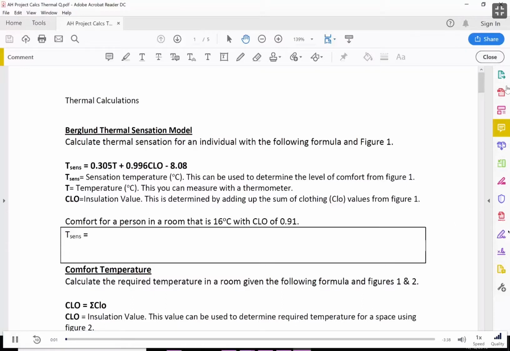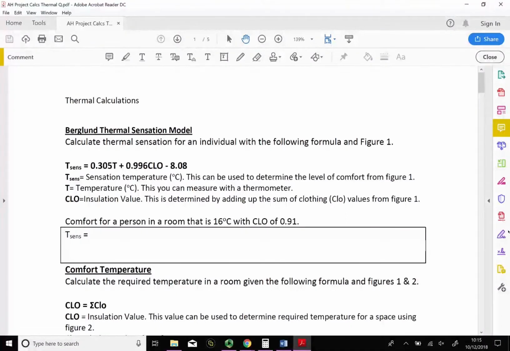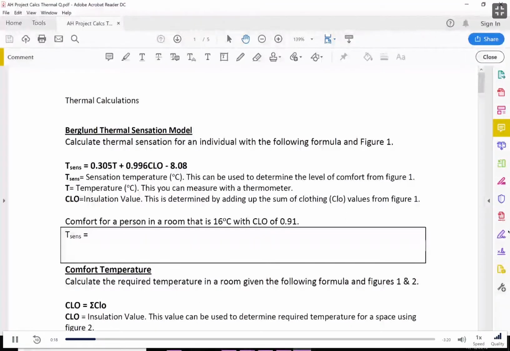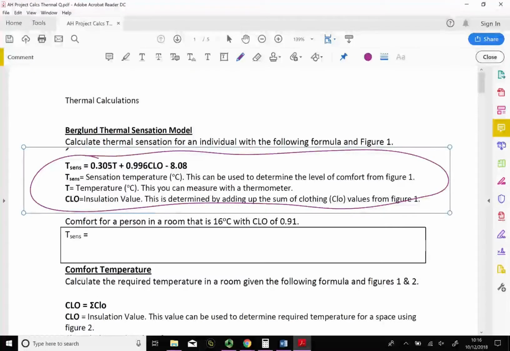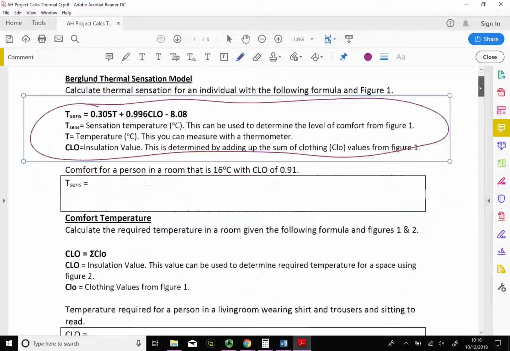Training. Today we're looking at thermal calculations and in particular the Berglund thermal sensation model. Now there's been quite a bit of research about how temperature and clothing affects how we perceive temperature. So we're just looking at this specific calculation today. If you have a look at this, here is what we're looking at. Okay, this is our formula. And we've been given a situation.